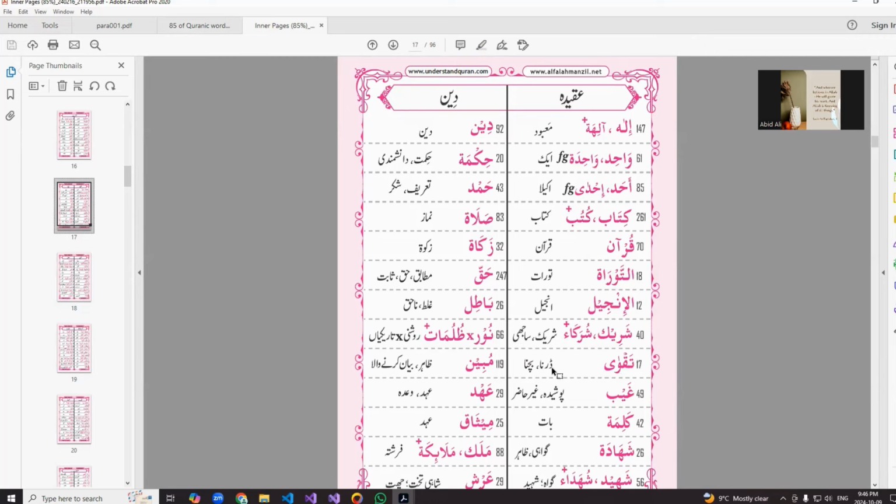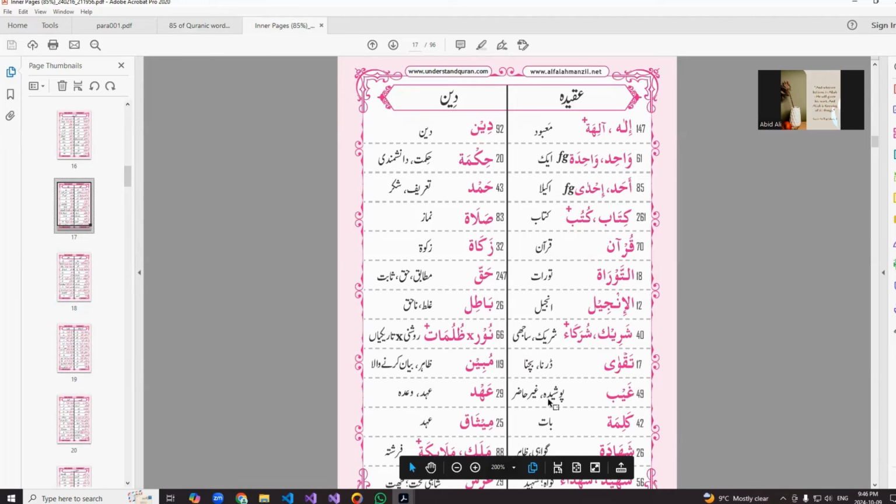तकवा का मतलब होता है डरना और बचना, दोनों चीजें हैं इसमें. ठीक है ना. हम कहते हैं ना अल्लाह का तकवा अख्तियार करो, उसका मतलब होता है कि अल्लाह से डरो. और आदमी मुत्तकी कब कहलाता है? जब वो अपने आप को गुनाहों से बचाता है. राइट. हम कहते हैं ये मुत्तकी है, ये जो बच के चलता है.